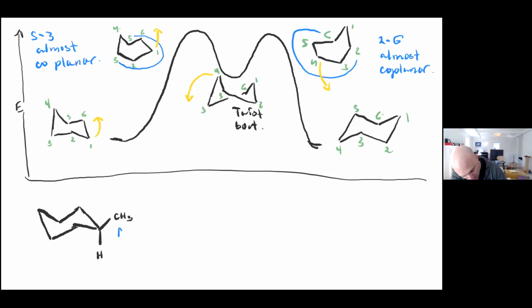And based on what we just learned, we know that this can chair flip. And if I do the chair flip, if you forget about the conformational analysis, if you just say, okay, what does the chair flipped conformer look like? Well, all I need to know is that all of the equatorial substituents are going to move to axial positions, and all of the axial substituents are going to move to equatorial positions, right?